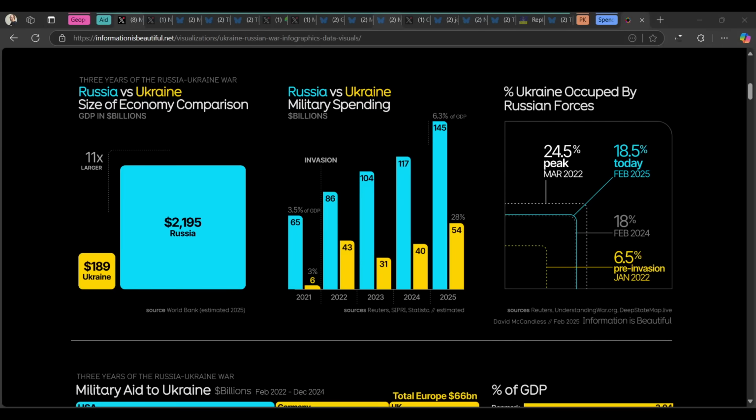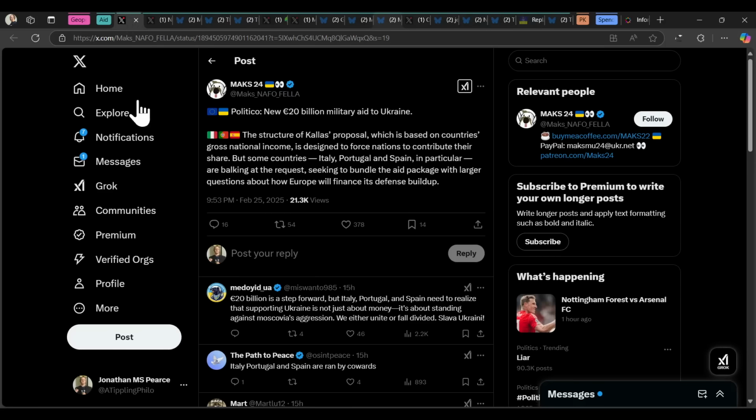Okay, and now we're going to go on to Politico reporting that the new 20 billion military aid package to Ukraine from the EU, and there have been rumours that it's going to be between 30 and 40 billion. Whatever it is, there are issues with getting it through because not everyone's happy with it, and the EU is a collection of these different nations. Now, the structure of Callas's proposal, which is based on countries' gross national income, is designed to force nations to contribute their share. So that's kind of what we're just talking about.